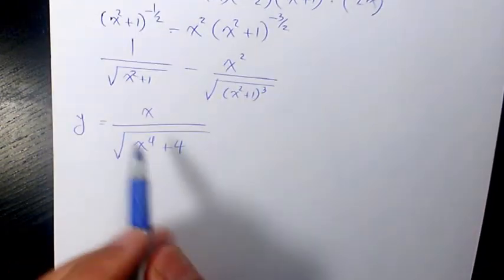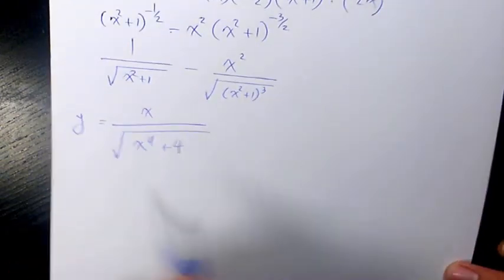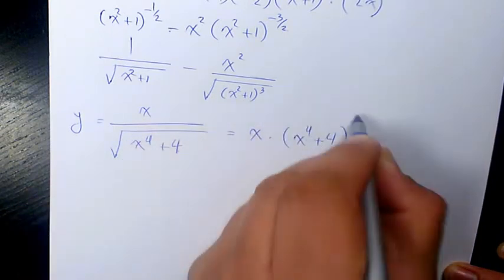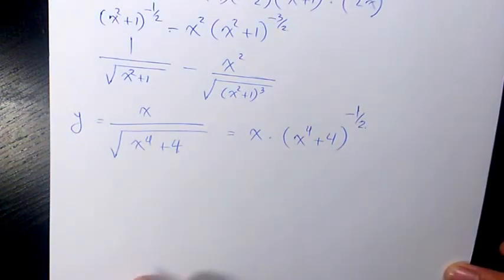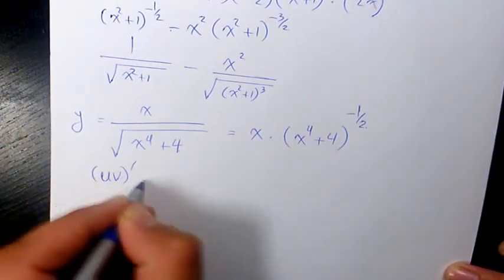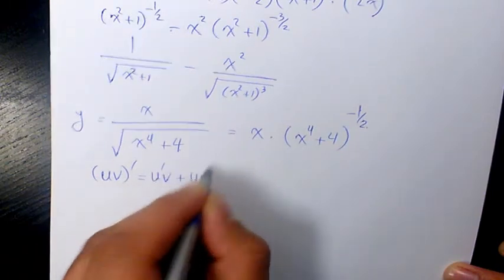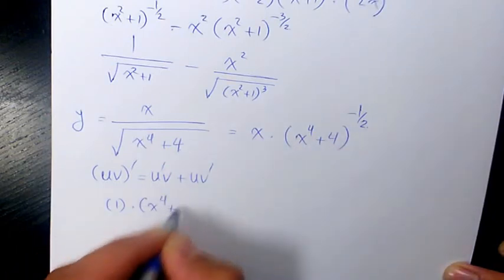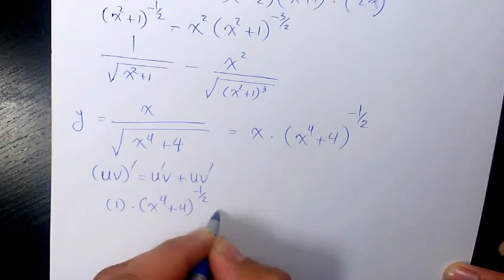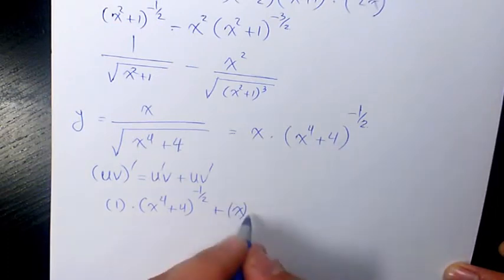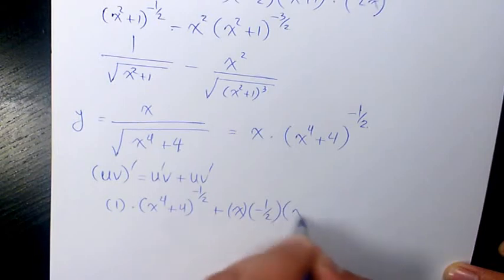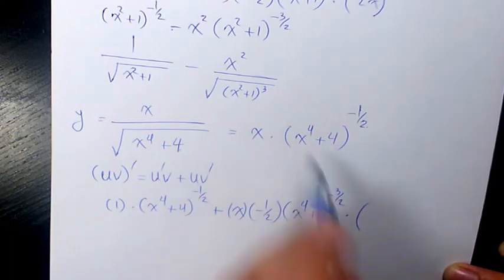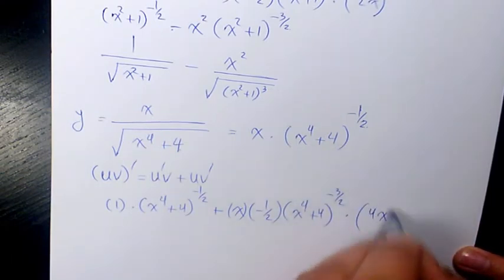Next example, we have x over square root of x to the power 4 plus 4, which is x times x to the power 4 plus 4 to the power of negative 1 over 2. So that's uv. Derivative is going to be u prime v plus uv prime. Derivative of x is 1. Times this part, x to the power 4 plus 4 to the power of negative 1 over 2, plus x times derivative of this part, which is negative 1 over 2 times x to the power 4 plus 4 to the power of negative 3 over 2 times derivative of x to the power 4 plus 4, which is 4x cubed.